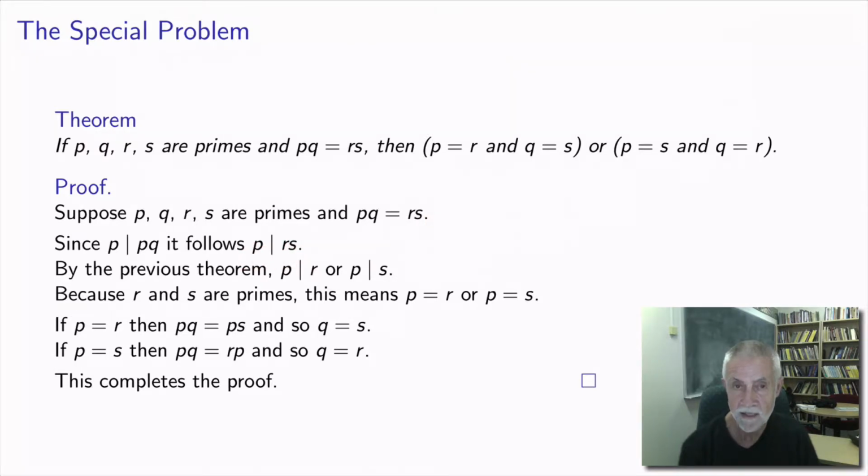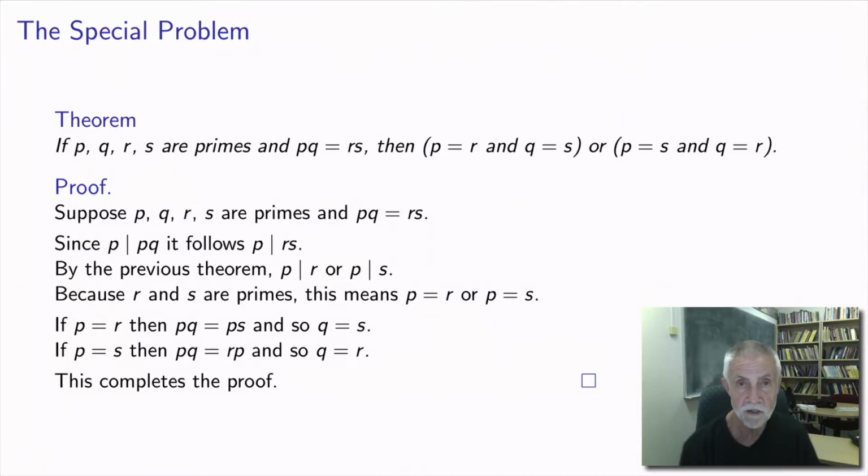so we have that P divides RS, and then by the previous prime divisor theorem, this means that either P divides R or P divides S. Now if P divides R, because P is a prime and because R is also a prime, then P must equal R. And if P divides S, then similarly we must have that P is equal to S.